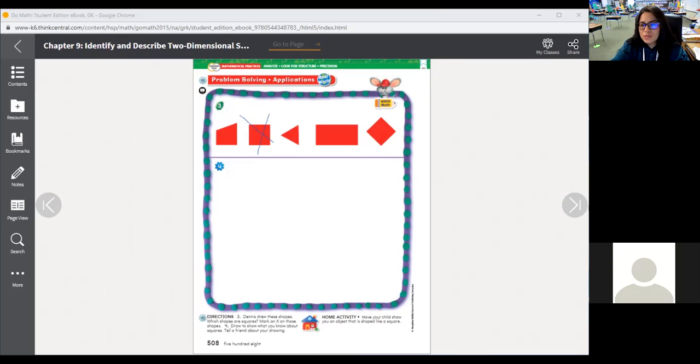How about this next one? I'm going to ask Desmond. Desmond, is this one a square? Yes or no? No, right? It does have 4 sides and it does have 4 vertex, but look at that. Right here, this one has 2 long sides and 2 short. And the square has all the same sides. So that one does not qualify as a square.